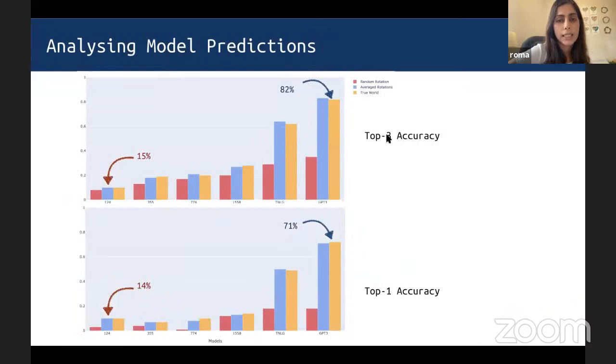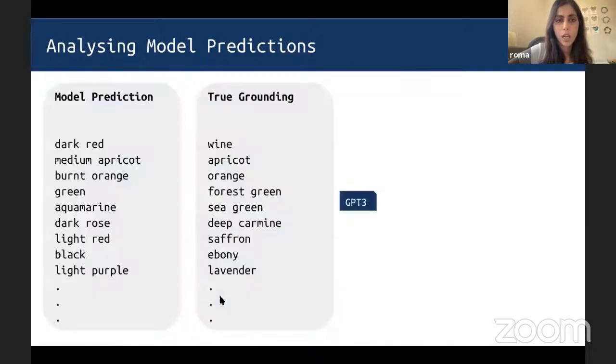We actually see that over here, if you look at the top one accuracy, which is the very first prediction that the model gave, the GPT-3 model gets 71% accuracy for the color task, which means it does predict things that are close enough in space, but with still technically incorrect answers. For example, it says wine instead of dark red, which is incorrect, but close enough, which is quite promising. The other models still do a lot worse in general and have lower results.